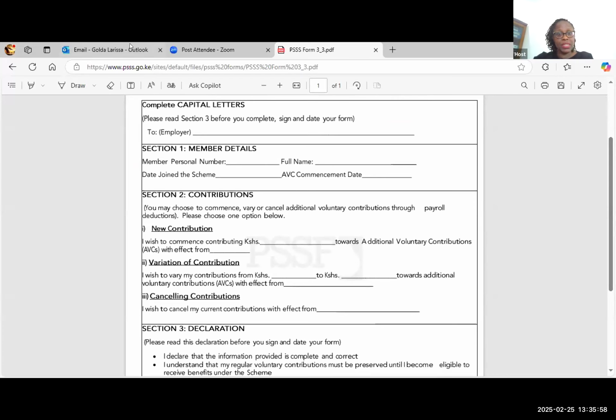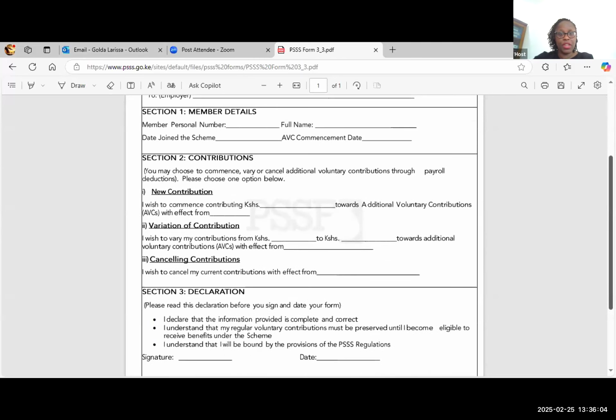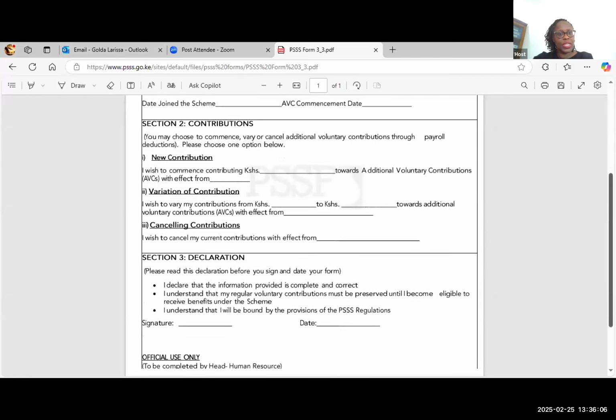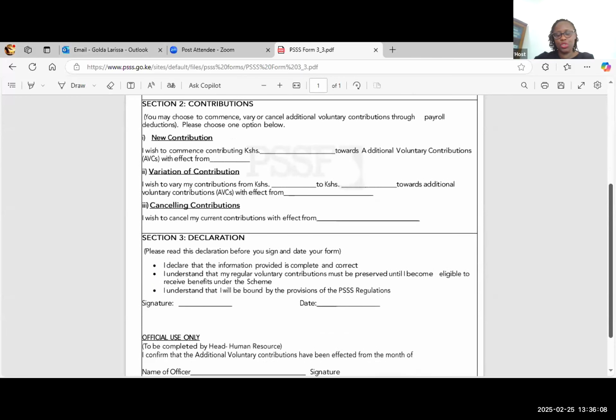So we want the member details. Who are you? What's your personal number? When did you join the scheme? And when would you like to start the additional voluntary contributions? Then what are these contributions? It's a new contribution. You didn't have it before. So you say, I wish to commence contributing 5,000 shillings towards AVC with effect from today. Or if it's a variation of contributions, say you are doing 1,000 shillings and you've seen that you can increase that to the 5,000 shillings, you simply complete this second part 2 of the contributions.